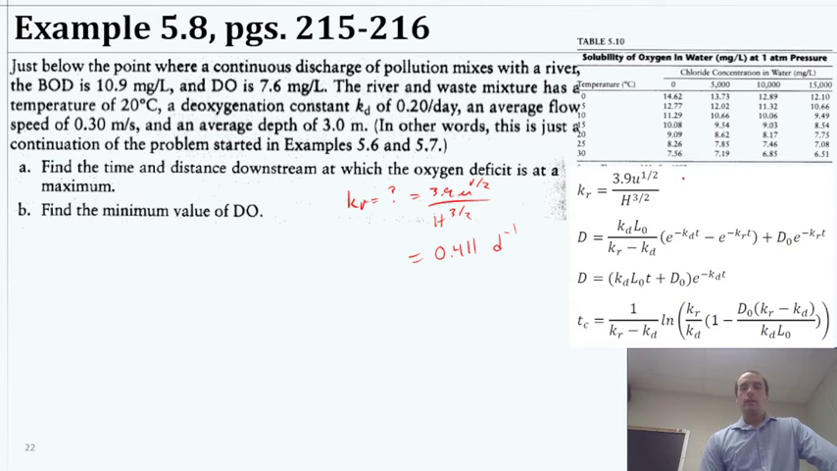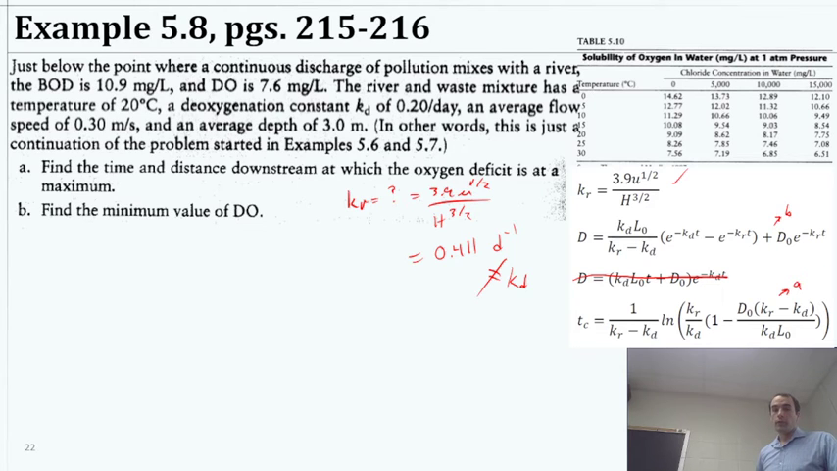We also note that if KR is 0.411, that is not equal to KD, because KD is 0.2, and that means we are allowed to use this equation. As long as those two aren't equal, we don't have a problem. So we're not going to use this other equation today. So we've done that. This will get us the deficit, which will help us find the minimum value. So I'm just going to say this will be for part B. The critical time where the stream is at most danger, that's this equation. We can get the distance as well from that. So this will be part A.